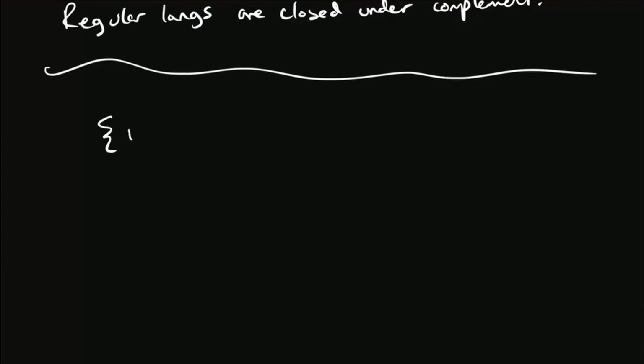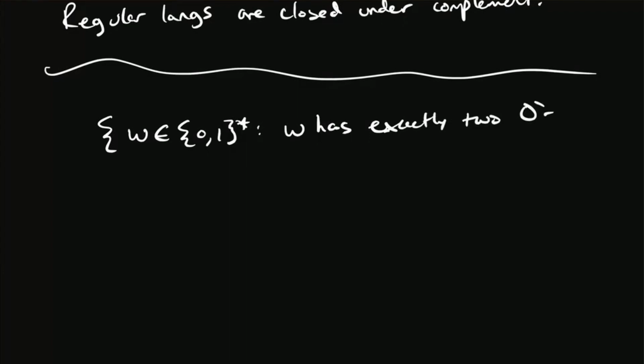So let's say that W in {0,1}* such that W has exactly 2 zeros and at least 3 ones. So that could be a language that we can consider.